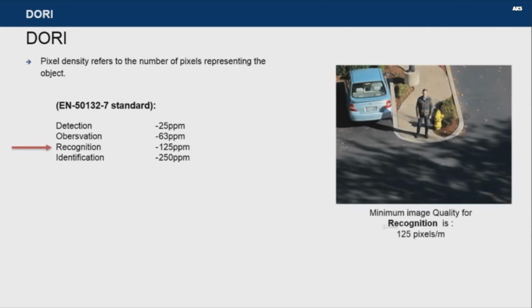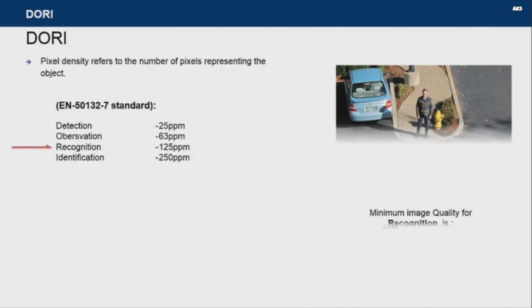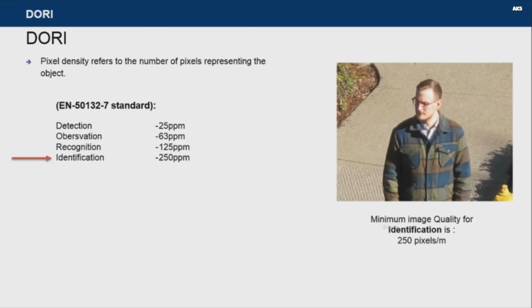Recognition requires an image in which a person is identifiable by someone familiar with the person, but not necessarily by someone unfamiliar with that individual. And the minimum image quality for identification is 250 pixels per meter. Identification requires an image in which a person is safely identifiable by someone unfamiliar with that individual. Personal details like glasses, jewelry, or tattoos are usually identifiable.